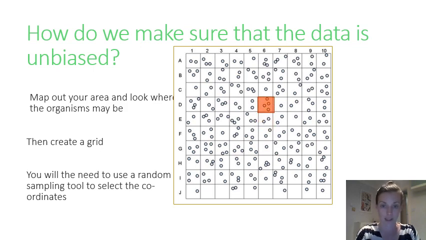So I would go to D6 and then I can sample the organisms in that area. There's 4 organisms in that area, as you can see there. So I would maybe go with another random method there, choosing 1, 2, 3, 4 and see which one comes up.